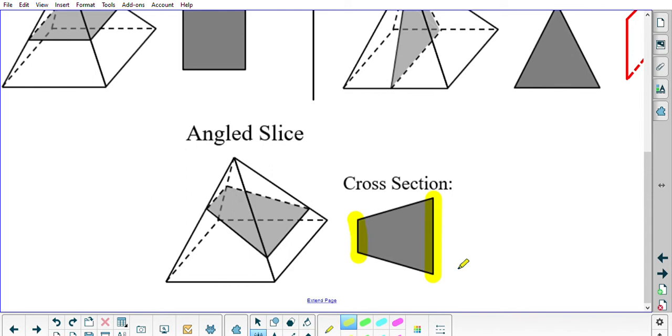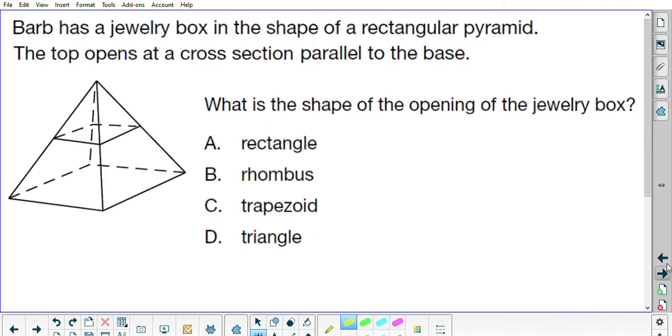It's now going to be a trapezoid. All right, with that in mind, let's do a practice problem. Barb has a jewelry box in the shape of a rectangular pyramid. So it's not a square pyramid like I was showing you on the PSSA Big Ideas paper. It is a rectangular pyramid.